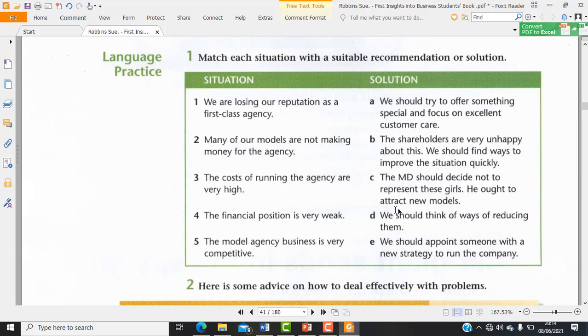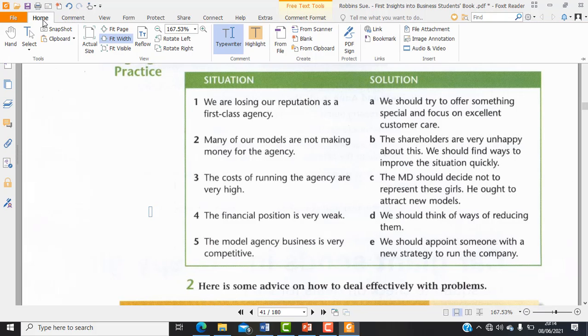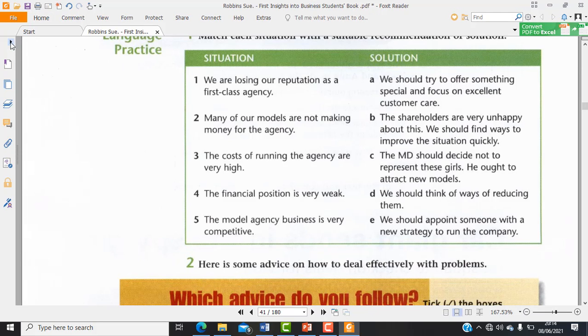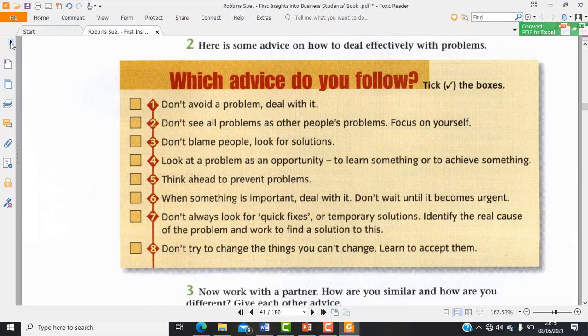Okay, now we go to advice. Nah, ini nih guys, menarik. Okay, which advice do you follow? Wah, ini kayak self reflection ya. Well, I think everybody has his own problems. Yeah, we all have problems in life, problems in love, problems in learning, problems in business. And there's so many things.